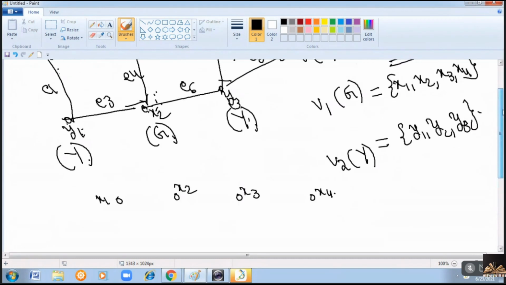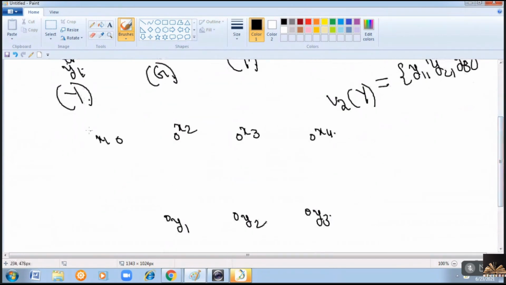Now E1 is between x1 and y1, right? So between x1 and y1 we have E1, and E2 is from x1 to y2. So here from this group to this group we have drawn the edge. So valid. At any point, if you have an edge like this between the vertices in the same group, then you can stop the procedure and you can simply say that the graph is not a bipartite graph. So E1 and E2 I have drawn.